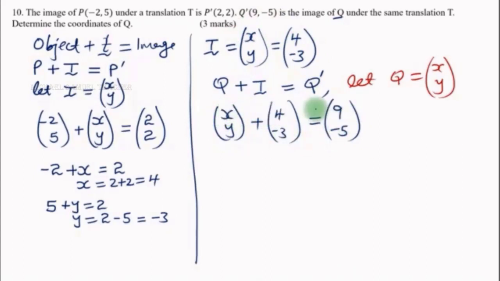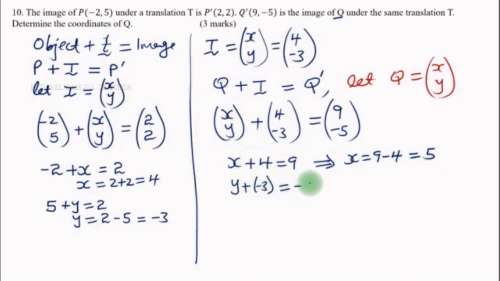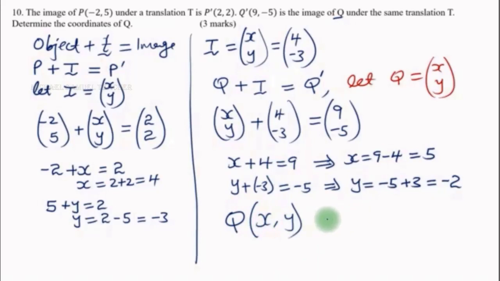Compare the x coordinates. So we put them x plus 4 is equal to 9. So this implies that x is equal to 9 minus 4, which is 5. And also y plus -3 is equal to -5. This implies that y will be equal to -5, then this will be plus 3, which we get -2. Therefore coordinates of Q will be in this format. (x, y) will be Q is (5, -2), and that is it.